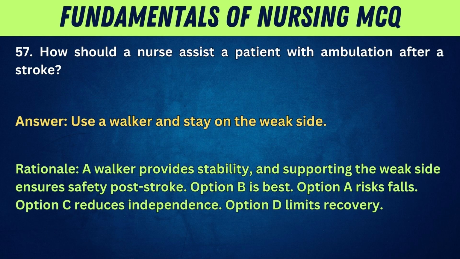Answer. Use a walker and stay on the weak side. Rationale. A walker provides stability, and supporting the weak side ensures safety post-stroke. Option B is best. Option A risks falls. Option C reduces independence. Option D limits recovery.